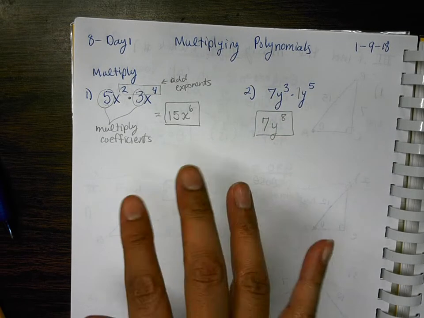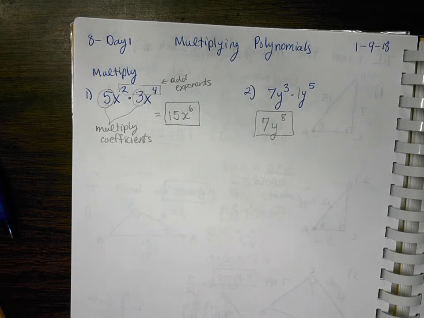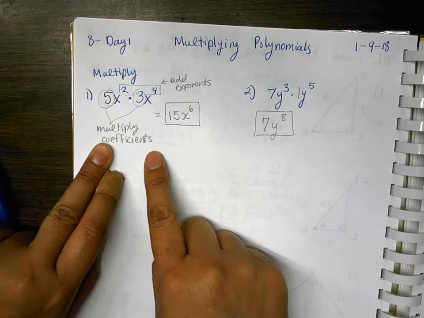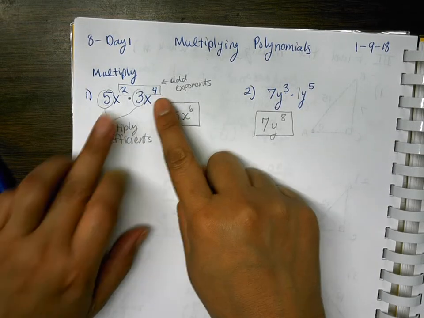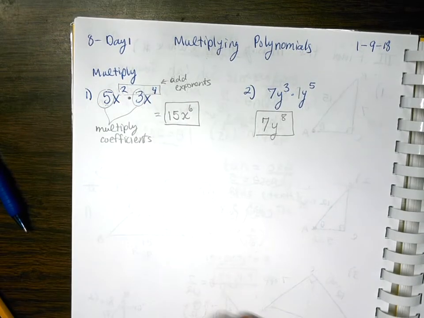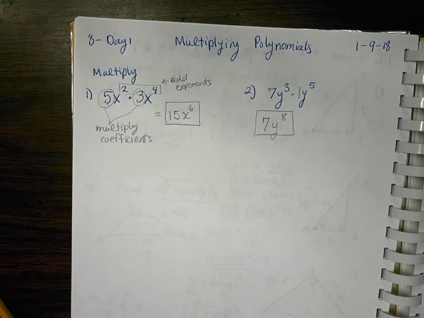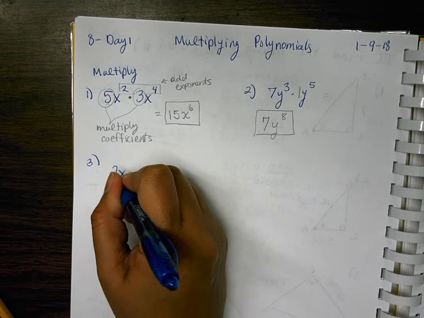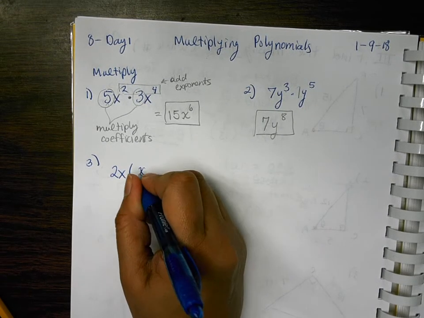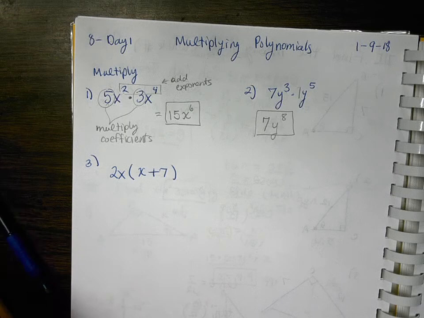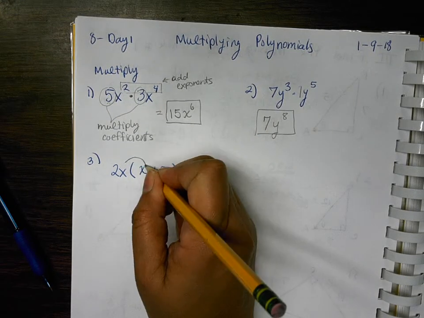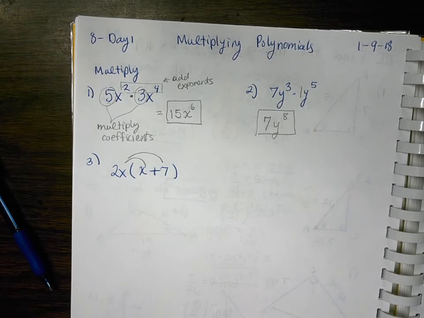Okay, questions on this review? Okay, so quickly, what do we do with the coefficients? Multiply the coefficients. And what do we do with the exponents? Add the exponents. All right, questions before we move on. Okay, 2x parentheses x plus 7. 2x times the quantity of x plus 7. Do you guys remember this? What's the math word we're looking for right here? Distribute. We are doing double distribution.